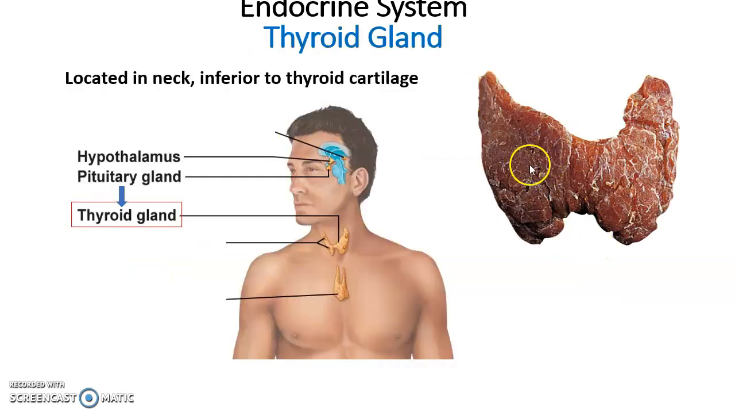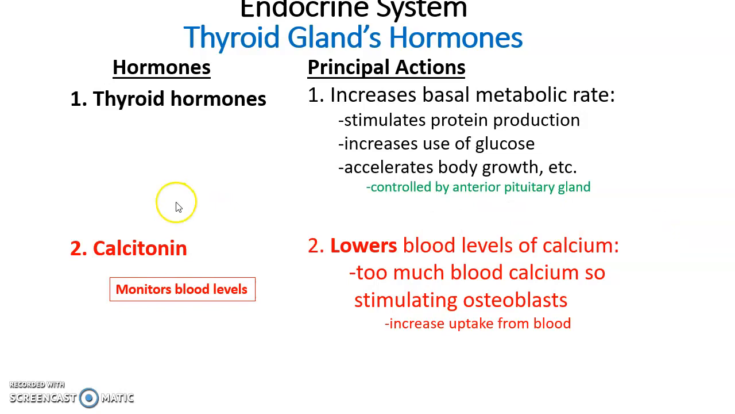All right, moving on to the thyroid gland, this sort of butterfly-shaped gland found in the throat underneath the thyroid cartilage or Adam's apple. This gland produces two categories of hormones. It produces the thyroid hormones. The thyroid hormones are important because they control and set the basal metabolic rate.